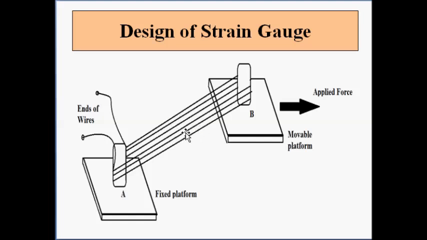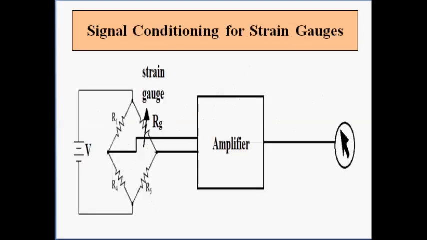Because of compression or expansion, there will be a change in the resistance in these wires, and this change in resistance is converted into a suitable voltage or current signal with the help of a signal conditioning circuit, which is basically a Wheatstone bridge. So, here we use a Wheatstone bridge for signal conditioning, and the strain gauge is used in one of the arms of the Wheatstone bridge, and the voltage output is taken across the opposite ends across which the DC supply voltage is given.